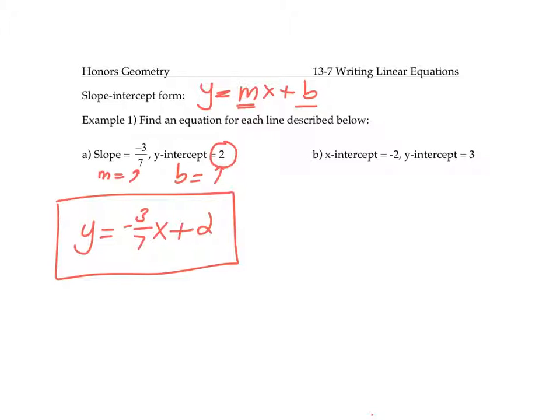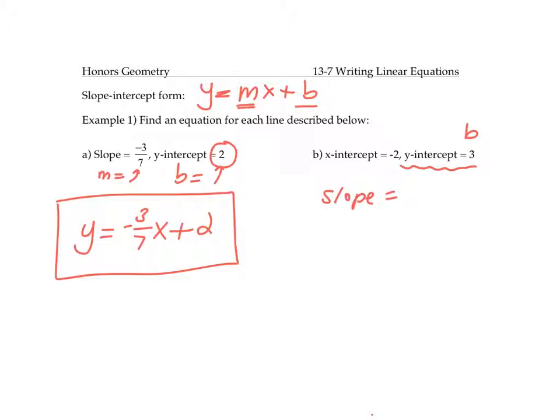In part B, the information is a little bit different. So remember what I said about solving a puzzle. This part is still pretty easy. It says our y-intercept is equal to 3. That is going to be your b value, but the problem is we don't have the slope. But what we do have are 2 points. Some people forget that the x-intercept and the y-intercept are actually points. They have an x value and a y value.